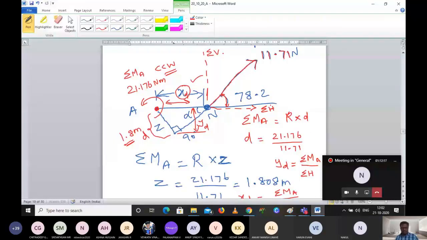Those who have understood this, you can leave the class. Those who did not understand the horizontal distance xd and yd, please wait. Others you can leave.